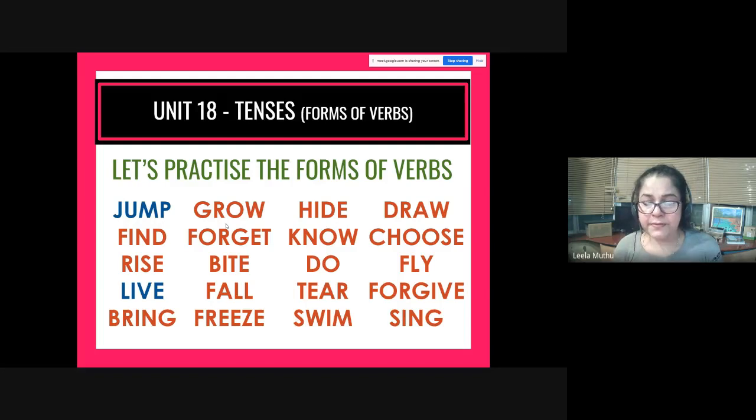Then we do forgive, forgave, forgiving, forgiven. They have forgiven him for the bad thing that he did to them. Then sing, sang, singing, sung. They have sung a beautiful song.